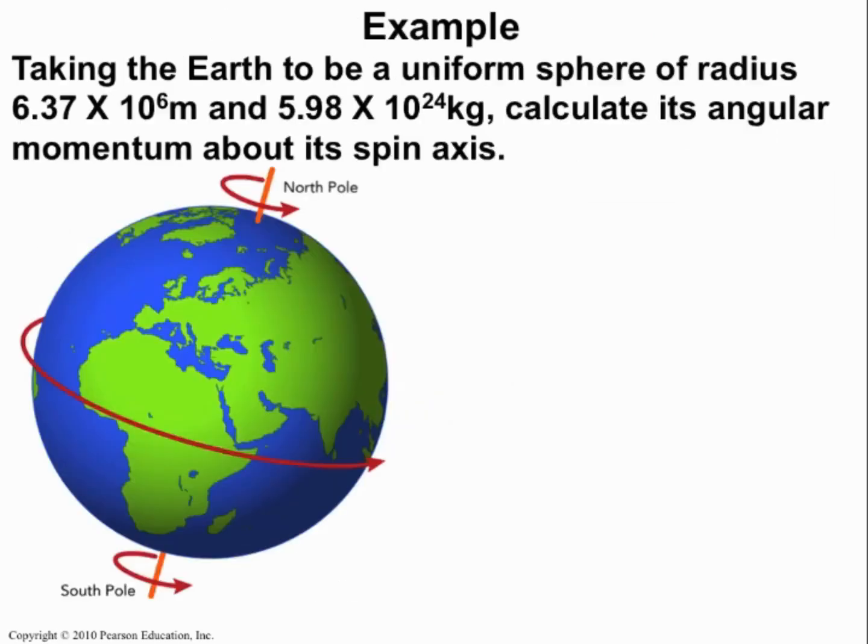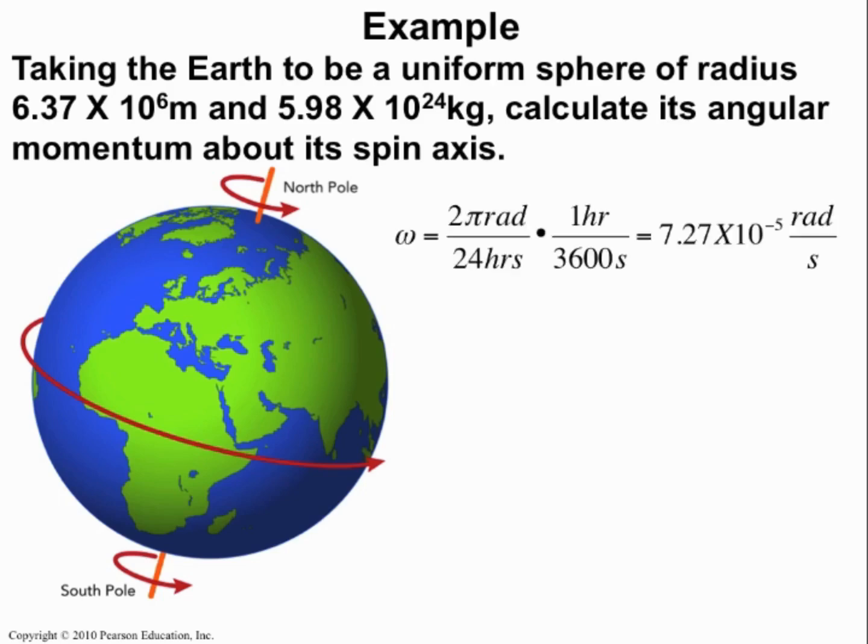All right, let's take this example. Taking the Earth to be a uniform sphere of radius 6.37 times 10 to the 6 meters and mass 5.98 times 10 to the 24th kilograms, calculate its angular momentum about its spin axis. So we're just going to calculate angular momentum. Now, you might be asking yourself, how do we know the omega? I think most of you can figure that out if you keep in mind how long it takes for the Earth to complete one rotation. Pause the video, try to calculate omega, and then resume when you have omega.